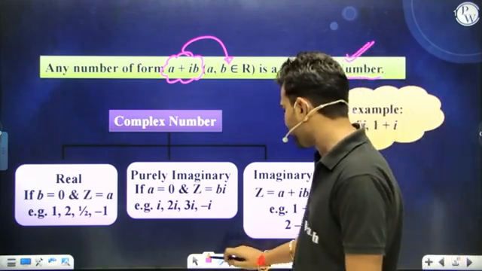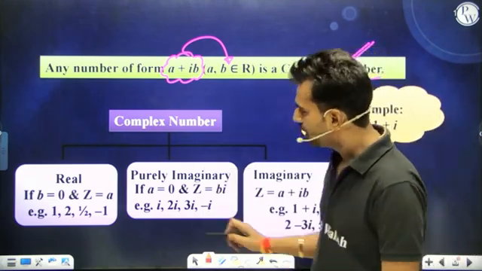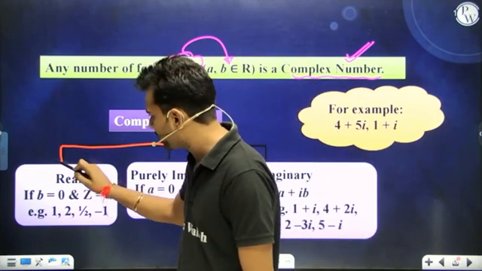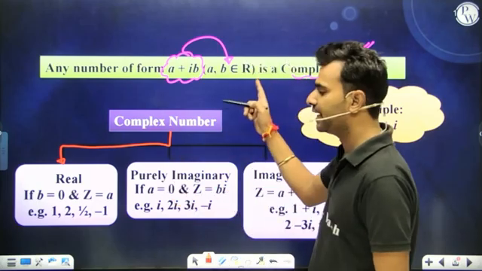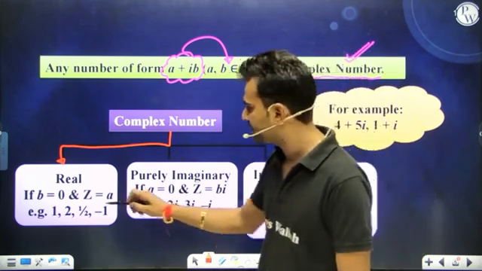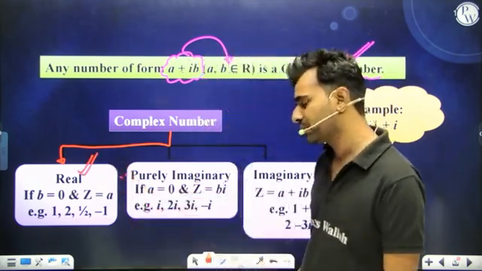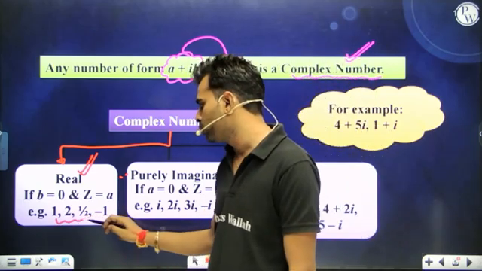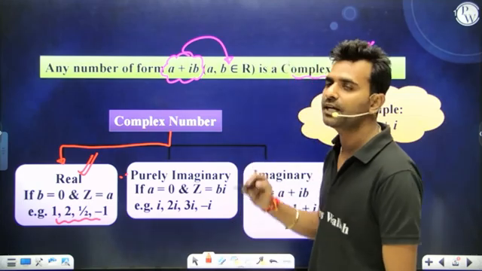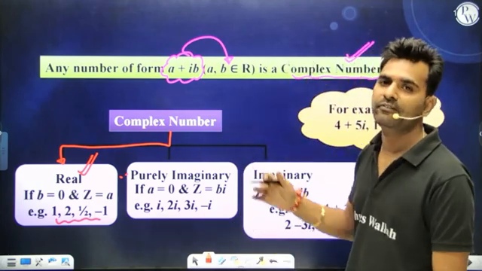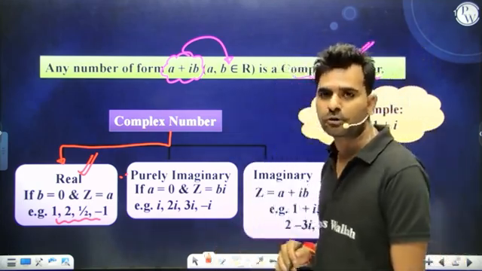So complex numbers can be categorized in three ways. Number one, they can be real numbers as well, because if the imaginary part of the complex number, that is b, is 0, then we say that those numbers are real numbers. So numbers like 1, 2, 1 by 2, minus 1, all have imaginary part b equal to 0. In that way, we can say that all real numbers are also complex numbers.